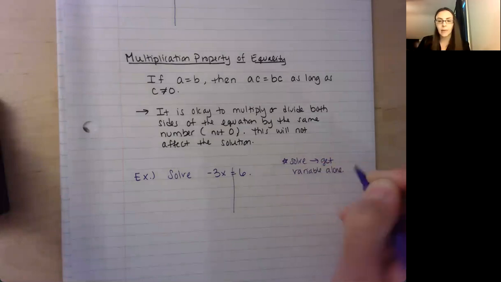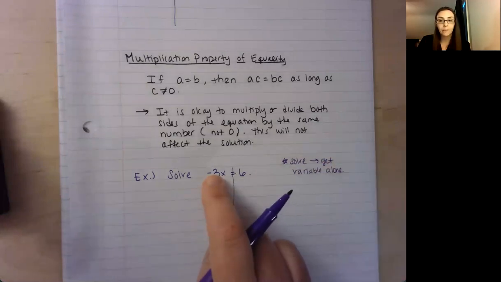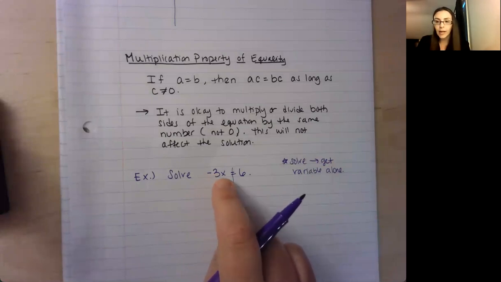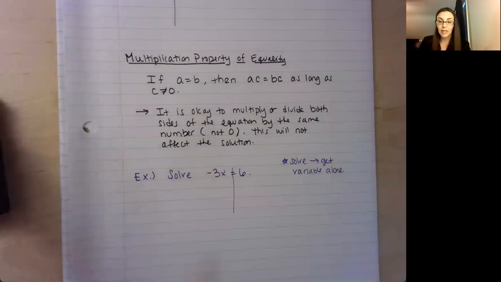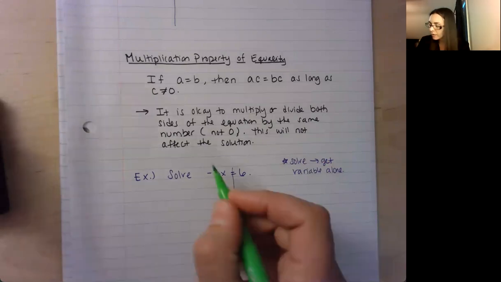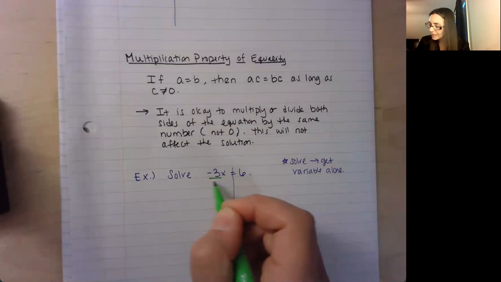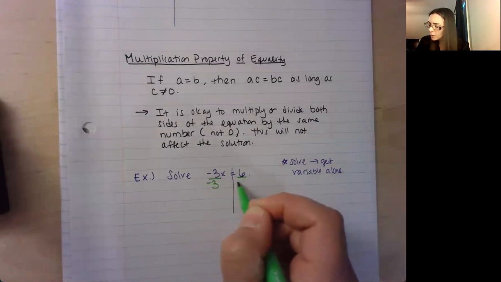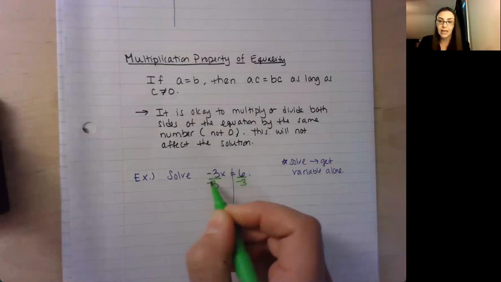Okay, so we want the x by itself, so I have to get rid of this negative 3. So think about opposites. Negative 3 is being multiplied with the x, right? It's negative 3 times x. So the opposite of that is division. So I can get rid of a thing being multiplied by dividing. Now notice that when I'm dividing, I'm using the same sign.